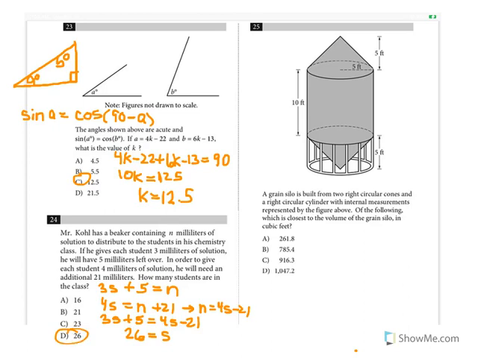A grain silo is built from 2 right circular cones and a right circular cylinder with internal measurements represented by the figure above. Of the following, which is closest to the volume of the grain silo in cubic feet? Okay, now they do give you some of these volumetric formulas. So let's just go ahead.